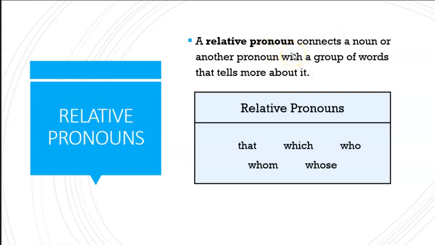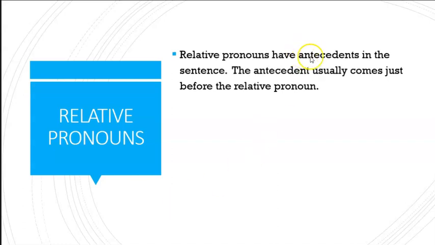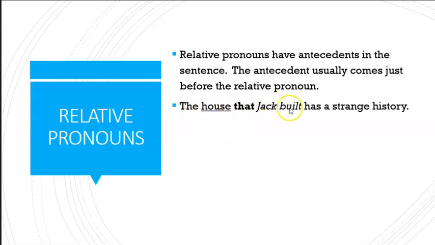It's going to have a subject and a verb. And that clause is going to describe a word that is directly in front of it, which means that the antecedent for the relative pronoun is in the sentence, okay? And as I said, it usually comes directly in front of the relative pronoun. So an example: the house that Jack built has a strange history.